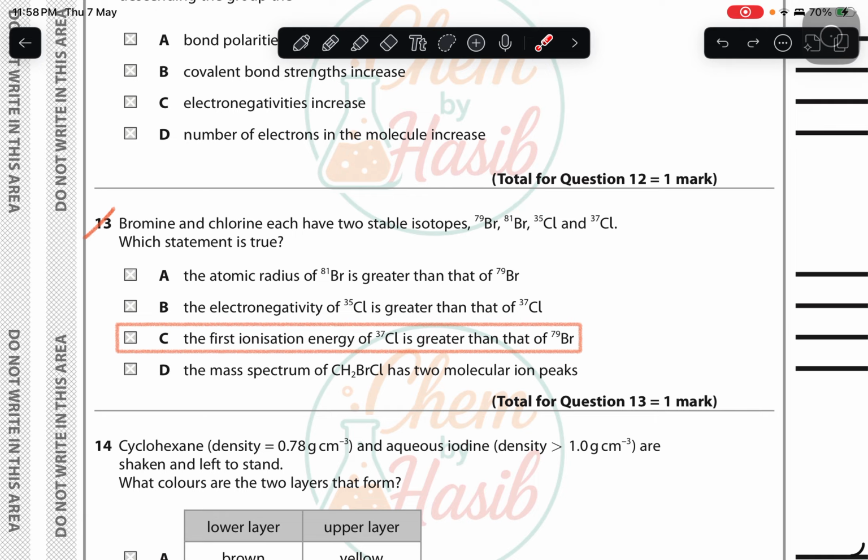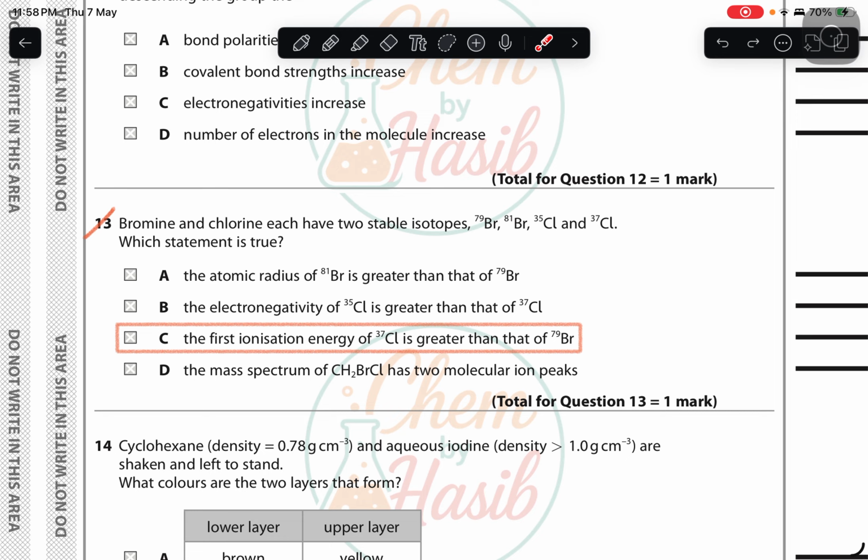For example, there can be a combination 79 and 35. There can be a combination of 81 and 35. There can be a combination of 79 and 37. There can be a combination of 81 and 37. So there can be more than two combinations, so there will be more than two molecular ion peaks.